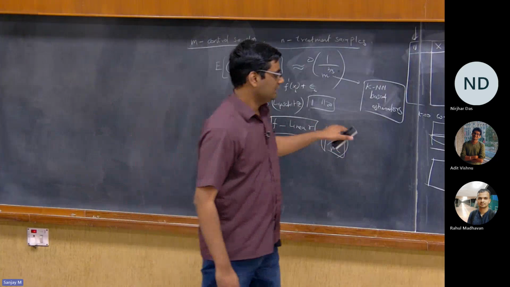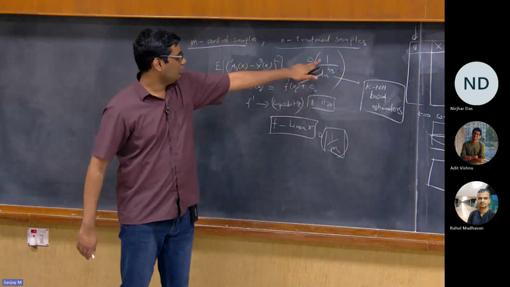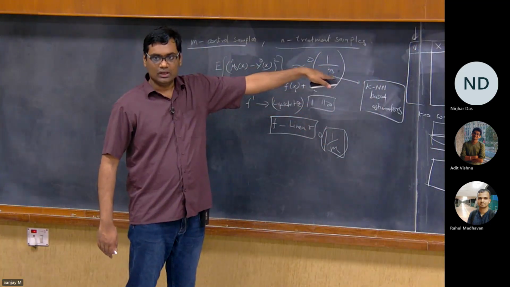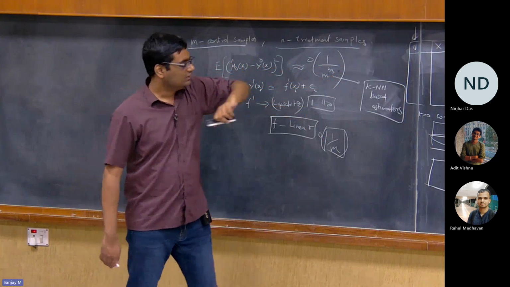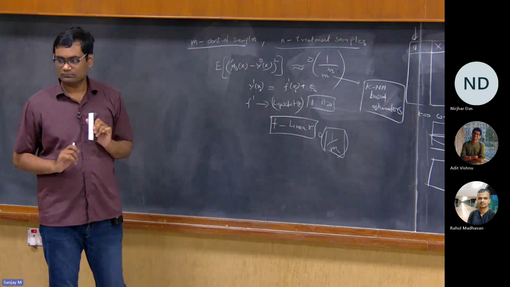So for example, if I use this estimator, right, what would you pay? You would pay 1 over m power 2 by 3 plus 1 over n power 2 by 3. Now, the question I'm asking you is that for ITE, can you get better than this rate? Right? Yes.